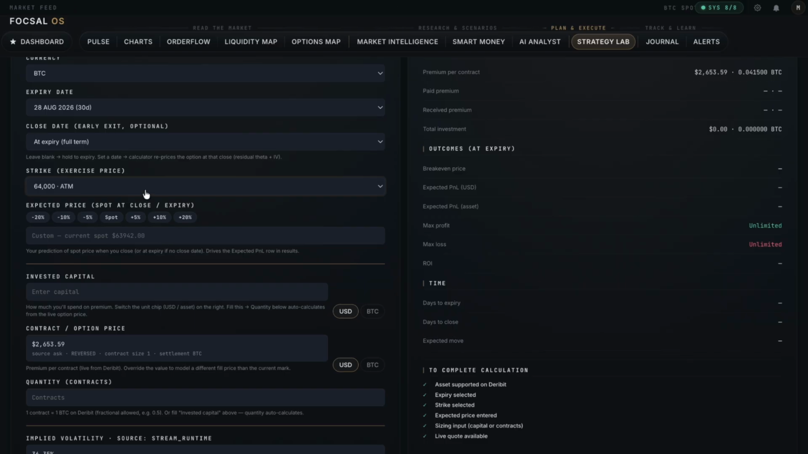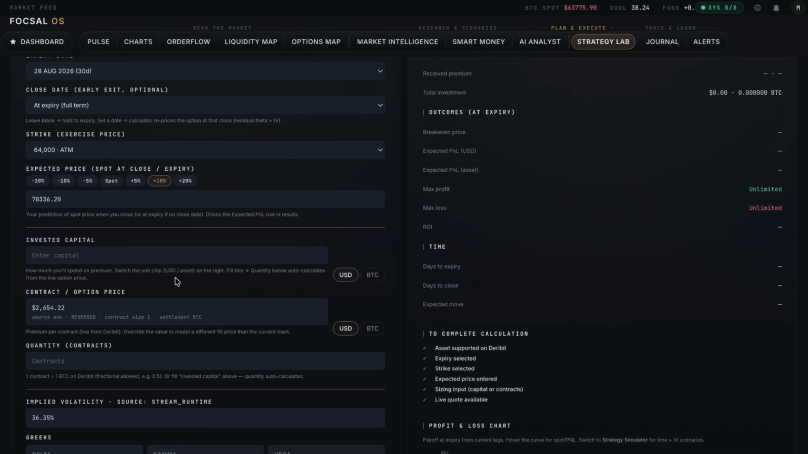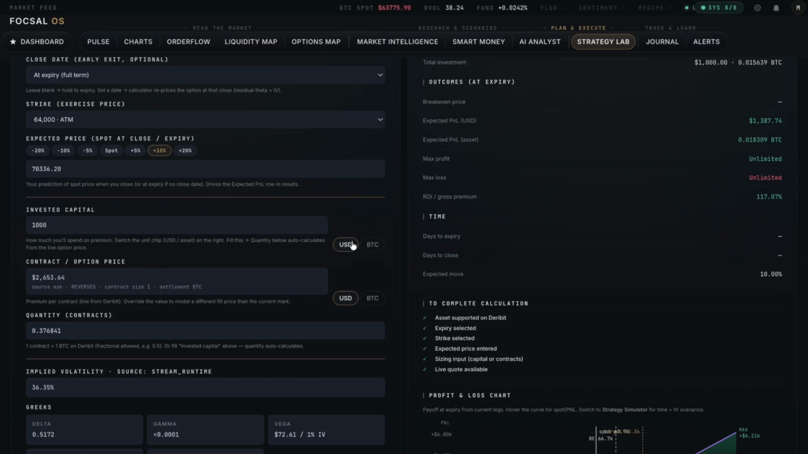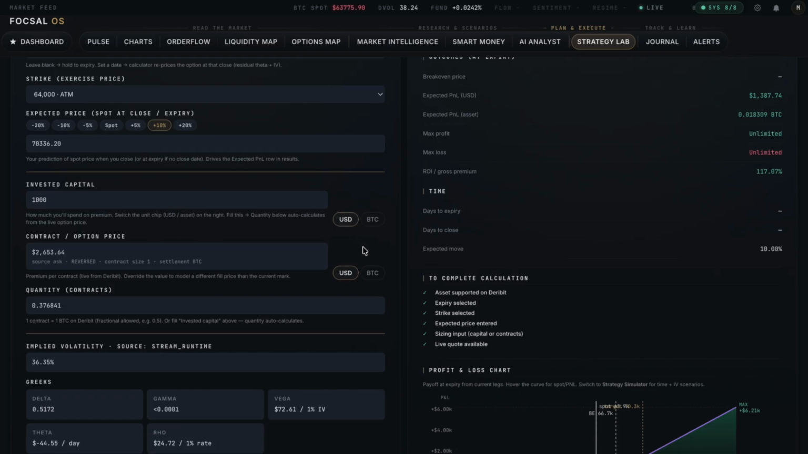And here's the premium. That's the price of one contract, and it's exactly what I'll pay, because the multiplier is 1. I enter how much I want to invest, and the calculator works out the number of contracts for me. No mental arithmetic. Now the interesting part.